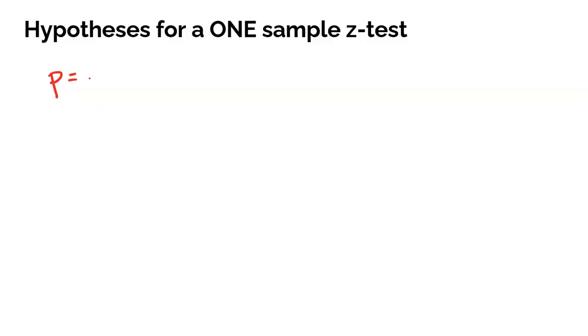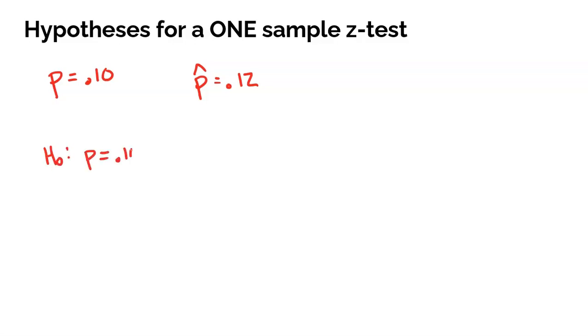Maybe you read that 10% of kids in your school have blonde hair. And you conduct a sample, and your sample data comes back and shows that 12% have blonde hair. So you think, oh, I think that the proportion of kids in my school with blonde hair is more than 10%. So your hypothesis, your null would be status quo.